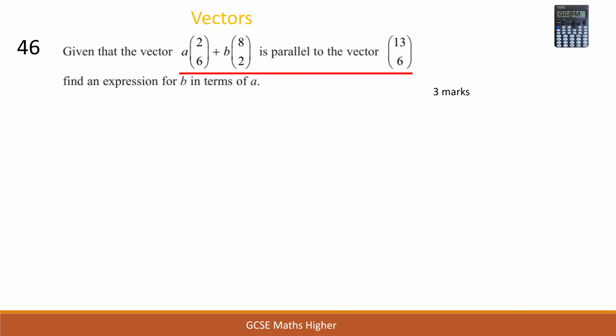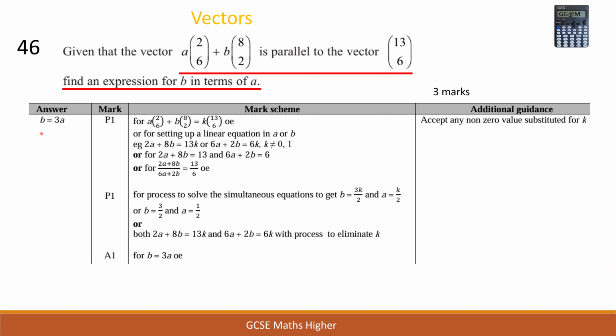So keywords in the question are, you've got this vector A times by 2, 6 plus B times by 8, 2 is parallel to the vector 13, 6. And you've got to find an expression for B in terms of A. The mark scheme says that B is equal to 3A.